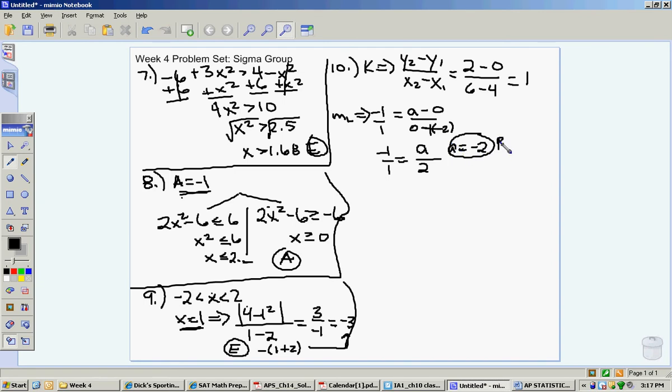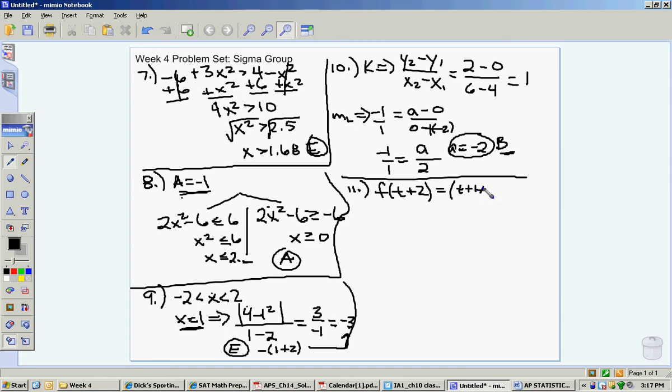Looking at 11, now we have f of x equals x plus 1 squared. We want f of t plus 2. Well, basically, whatever goes inside the parentheses there is what we're plugging in for x. So wherever I see x, I'm plugging in t plus 2 here, plus 1, and squaring that.